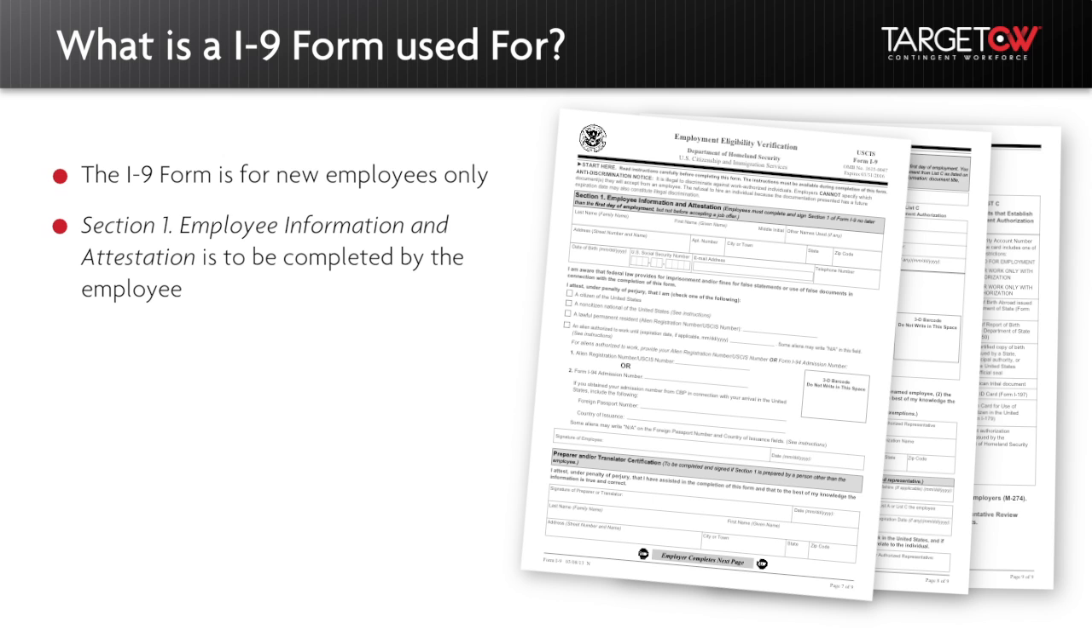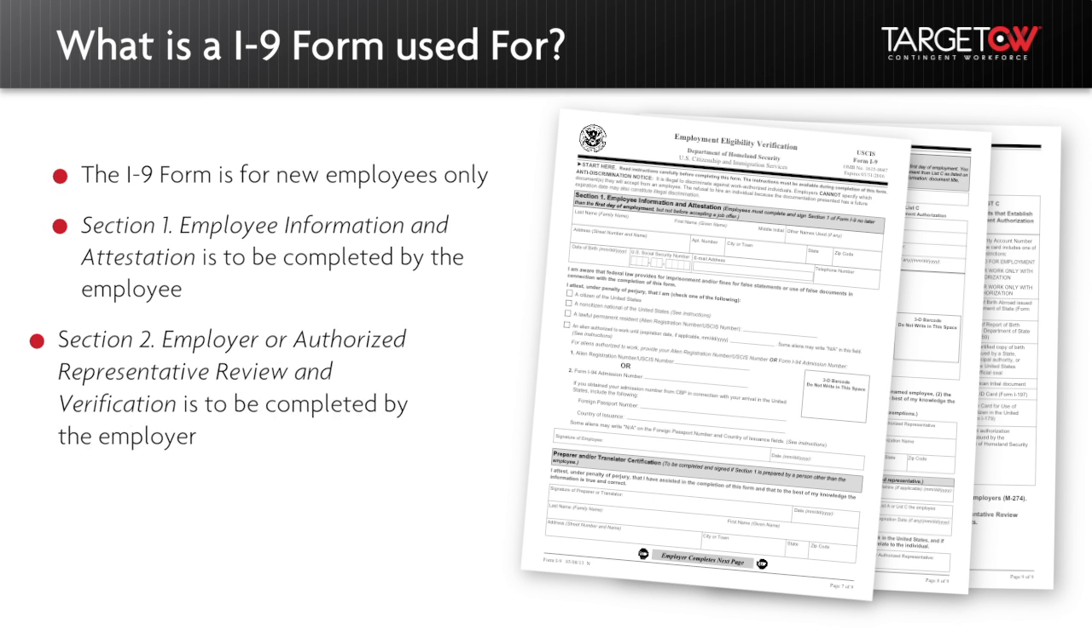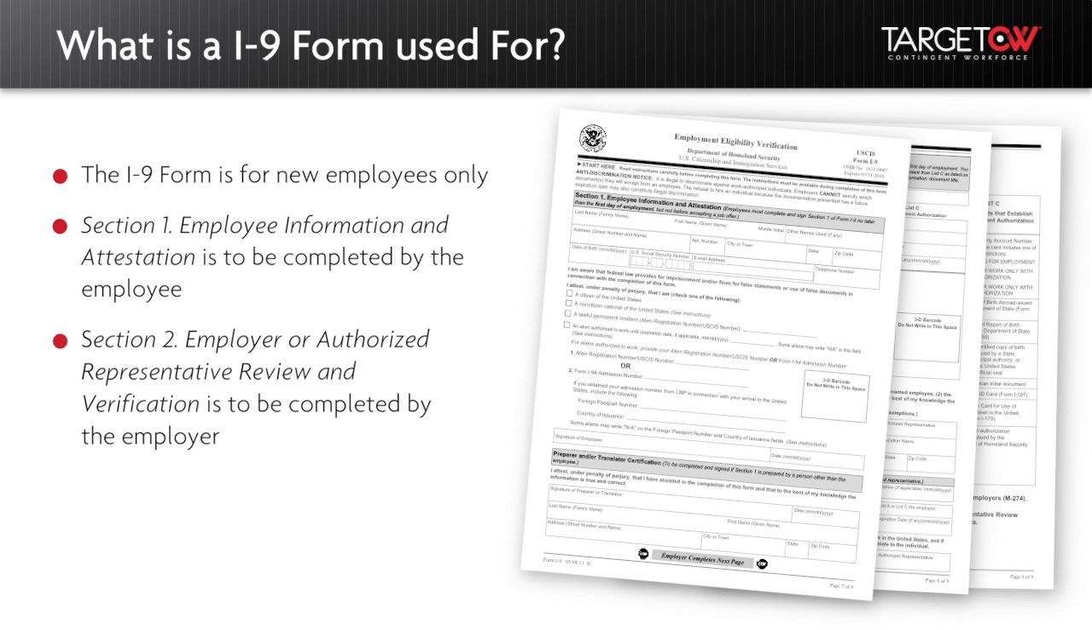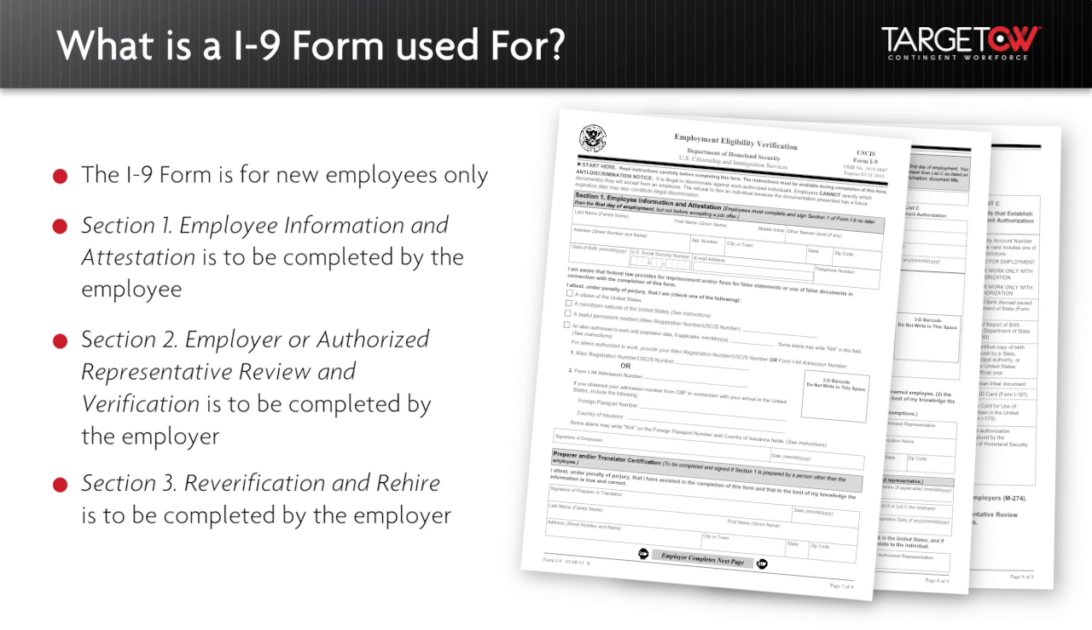Section 1 on the I-9 form is Employee Information and Attestation, Section 2 is Employer Authorization, and Section 3 is Re-verification and Rehire.